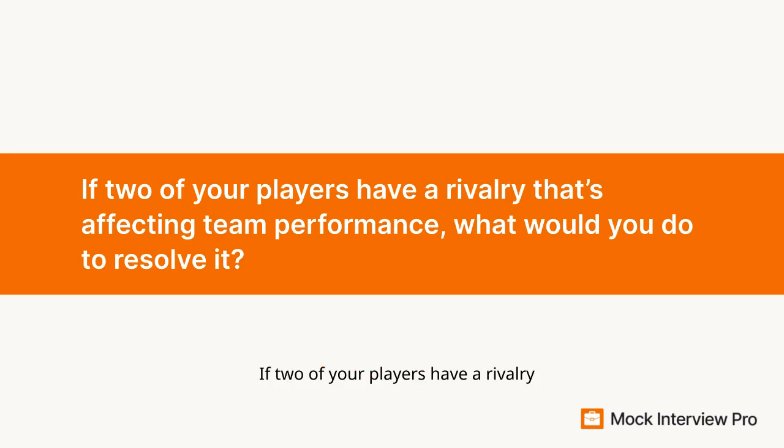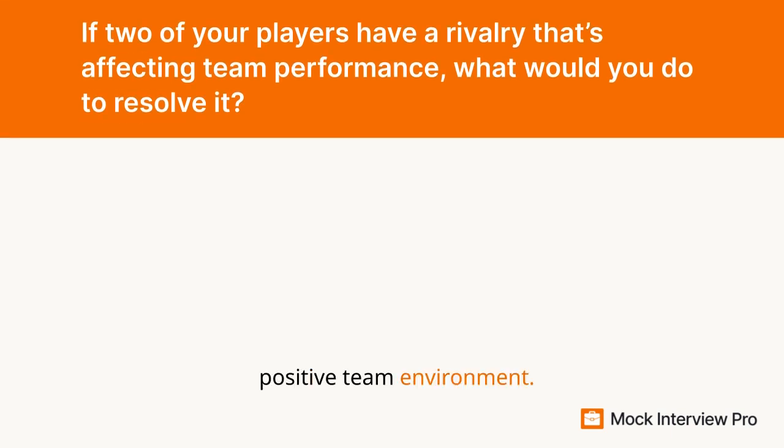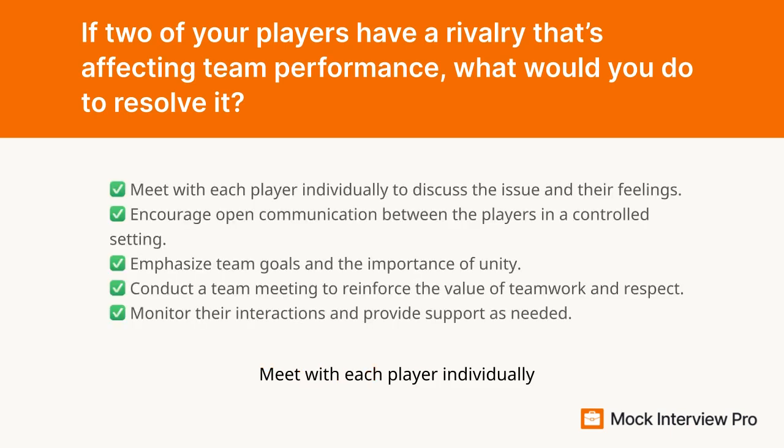If two of your players have a rivalry that's affecting team performance, what would you do to resolve it? This question tests your ability to manage team dynamics and foster a positive team environment. Here's how you can effectively tackle this question. Meet with each player individually to discuss the issue and their feelings. Encourage open communication between the players in a controlled setting. Emphasize team goals and the importance of unity. Conduct a team meeting to reinforce the value of teamwork and respect. Monitor their interactions and provide support as needed.